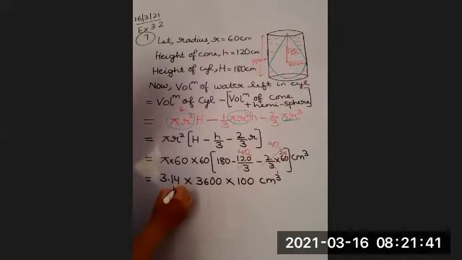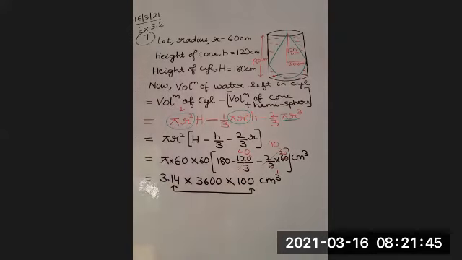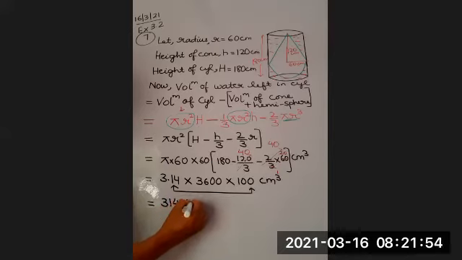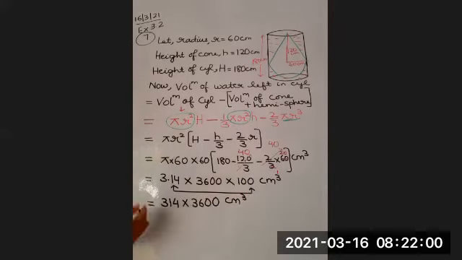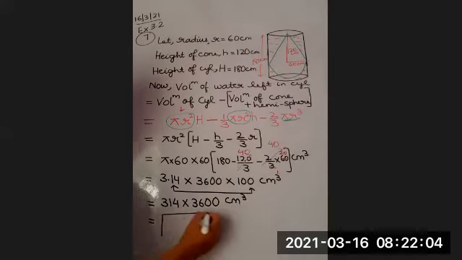Now children, if you multiply 3.14 into 100, it is 314. 2 decimals and 2 zeros will be adjusted. So it is 314 into 3600 centimeter cube. Make sure you are writing units at each and every step. Okay. Please multiply and let me know the answer.